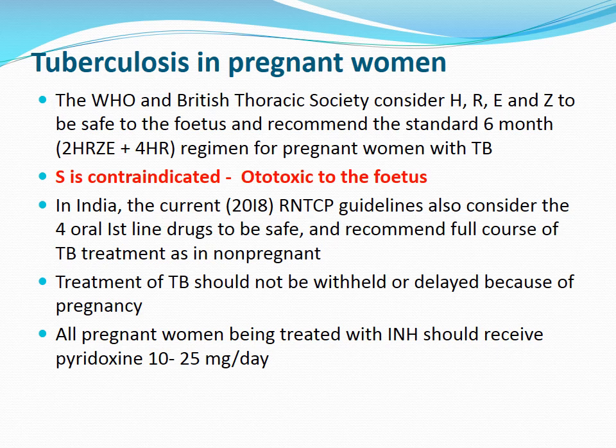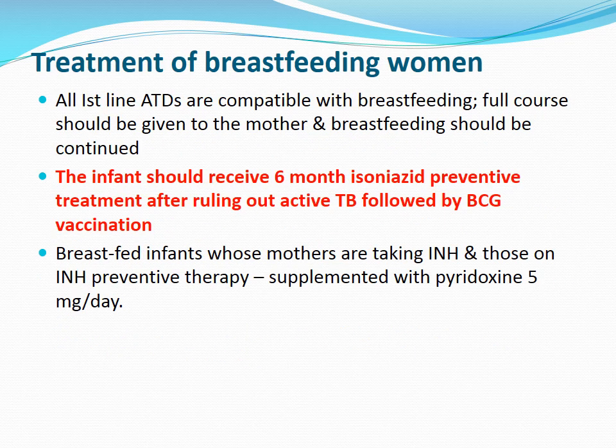Okay, pregnancy hai, will you give tuberculosis treatment later? No, we have to give immediately. And all pregnant females apart from that should receive pyridoxine 10 to 25 milligram per day, so as to avoid the peripheral neuropathy type of side effects in the fetus as well as in that pregnant woman. So in pregnancy, 2 HRZE plus 4 HR.